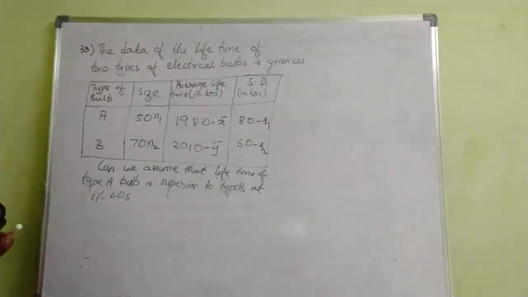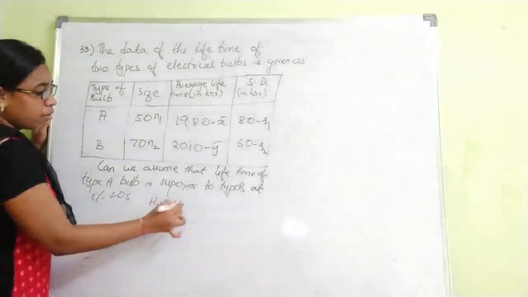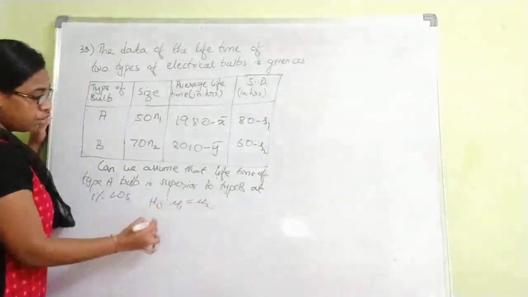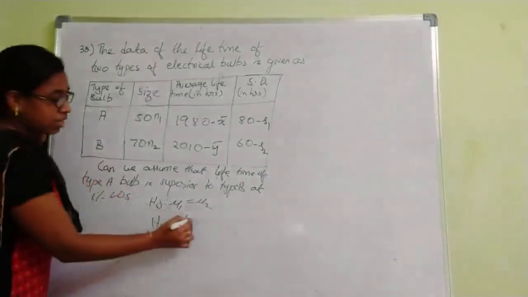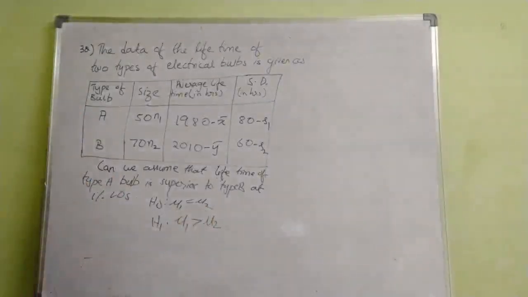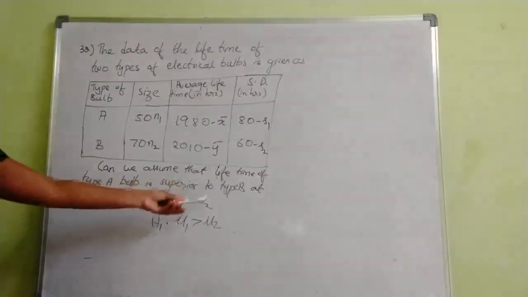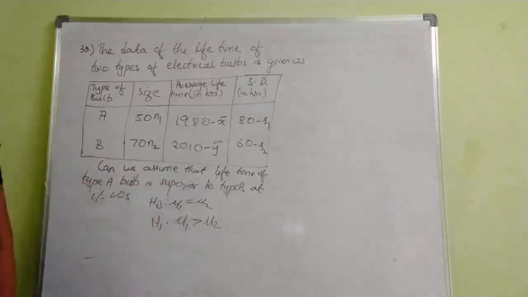Type A is superior to type B means in H0 we will write mu1 equals mu2, but in H1 we will write mu1 greater than mu2, since type A is mu1. If they write type B is superior to type A, then you will get mu1 less than mu2. So depending on the question, you have to write the alternative hypothesis.